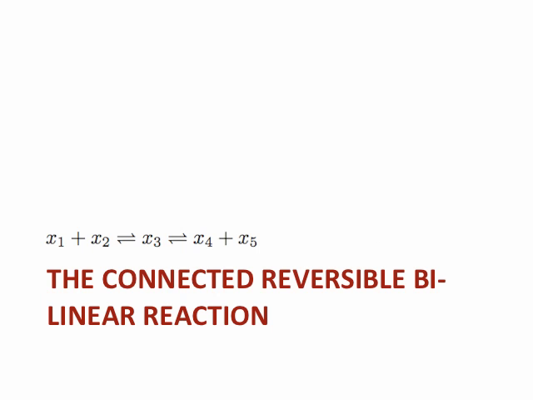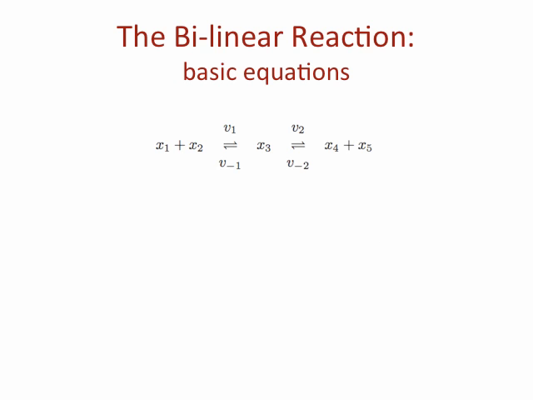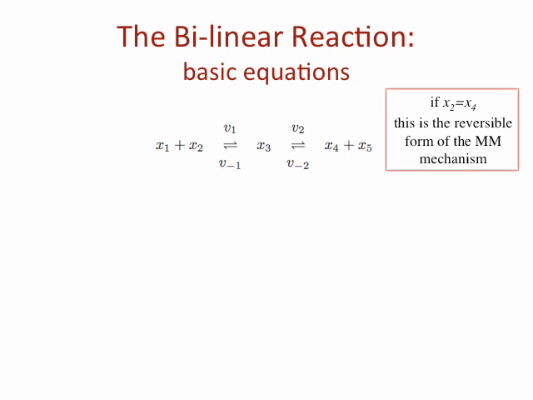The final example in here is one of two coupled bilinear reactions, as shown. Here we will have 5 compounds and 4 reactions. And looking forward to the next chapter, I should state that if X2 and X4 are the same variable, this is the reversible form of the Michaelis-Menten mechanism.